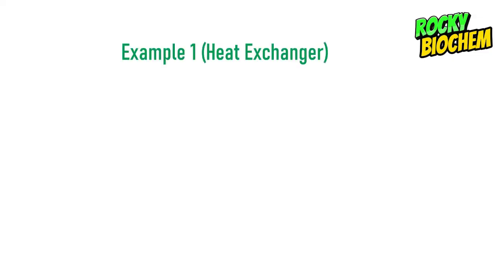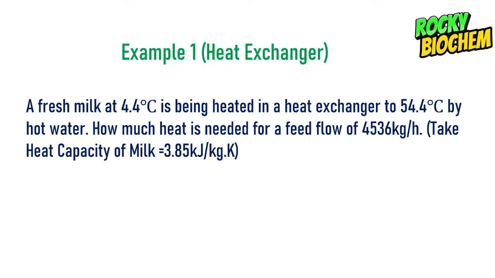Let's consider this particular worked example about heat exchangers. Fresh milk at 4.4 degrees Celsius is being heated in a heat exchanger to 54.4 degrees Celsius by hot water. How much heat is needed for a feed flow of 4536 kilograms per hour, taking the heat capacity of milk to be equal to 3.85 kilojoule per kilogram Kelvin? This is the question. So first of all, ask yourself, am I going to use the latent heat formula, or am I going to use the sensible heat formula?